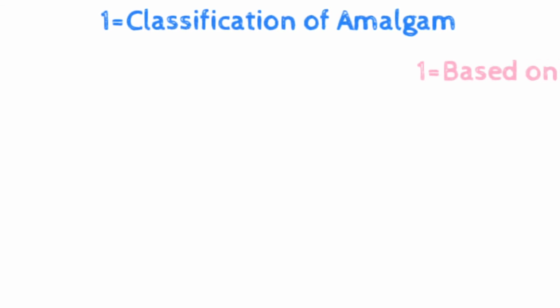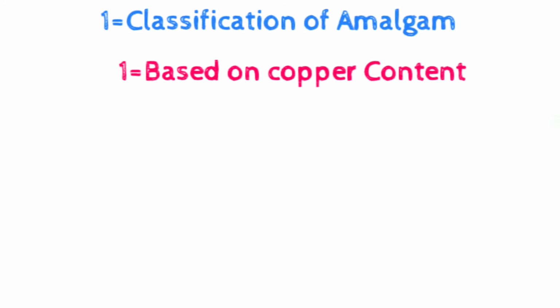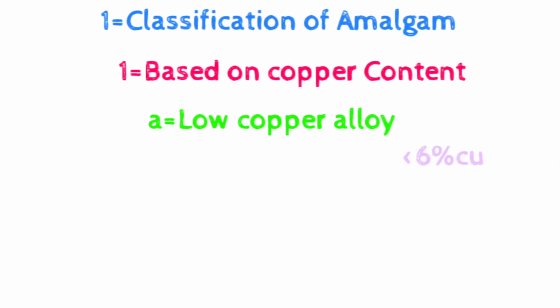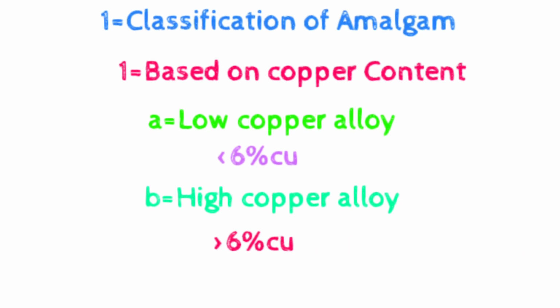Now first we start from classification of amalgam. We classify amalgam on 4 bases. First is based on copper content. Based on copper content we divide amalgam into 2. Number 1, low copper alloy, which has copper percentage less than 6%. Second is the high copper alloy. In high copper alloy, the percentage of copper will be greater than 6%, from 6% to 30% copper. This is the first classification based on copper content into low copper alloy and high copper alloy.